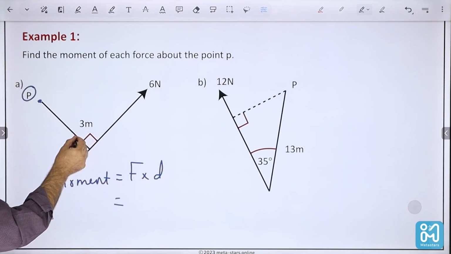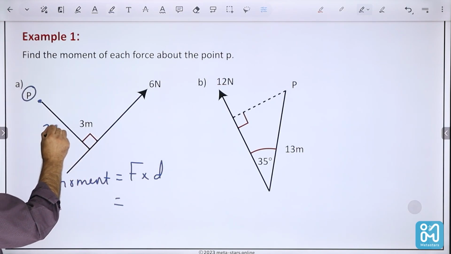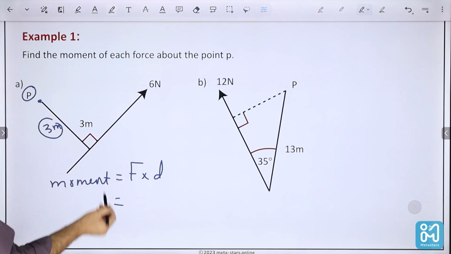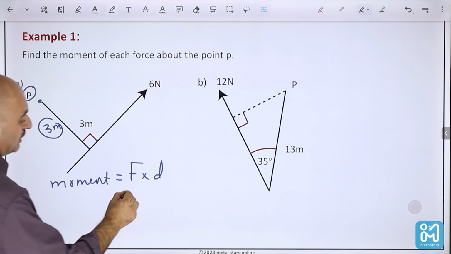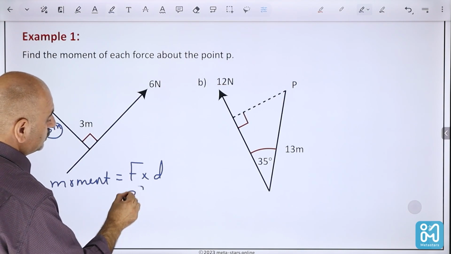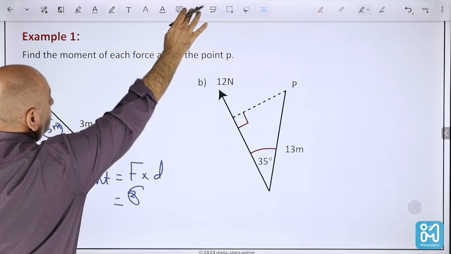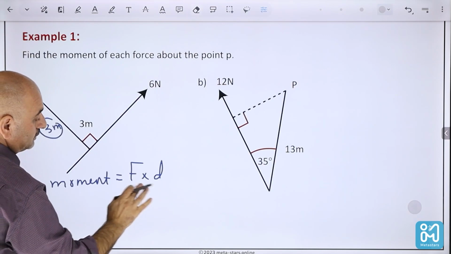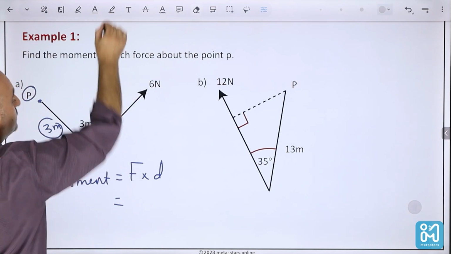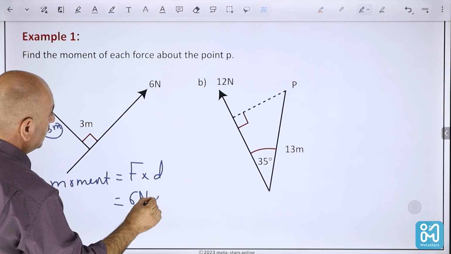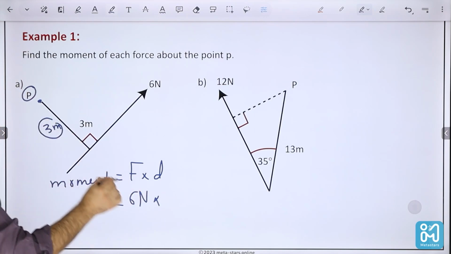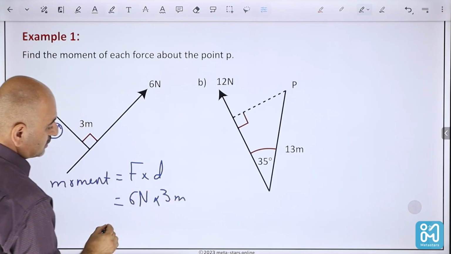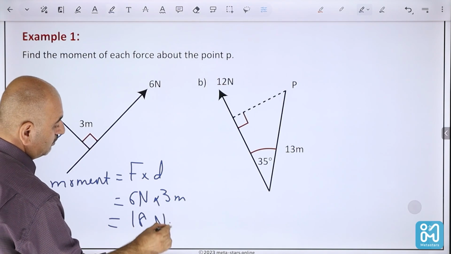The distance is 3 meters. This one is 3 meters. So it's already perpendicular. I shouldn't worry about finding the perpendicular distance. So it's going to be what? 6 newtons times what? 3 meters. So the answer is going to be 18 newton meters.